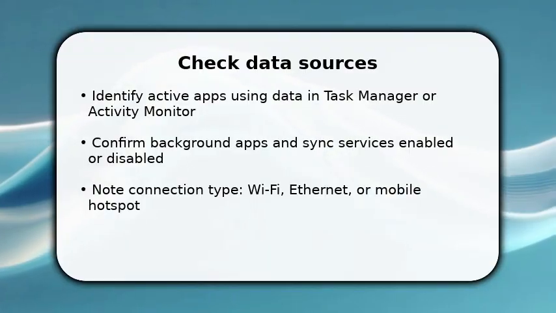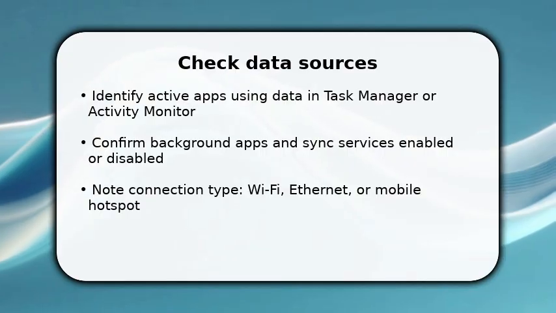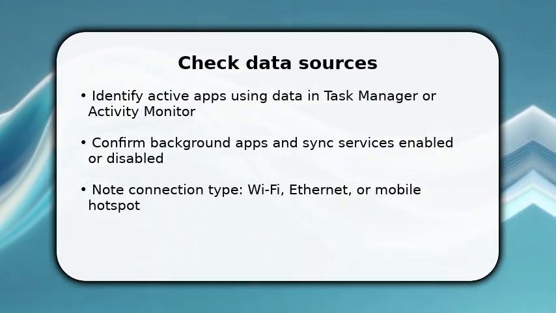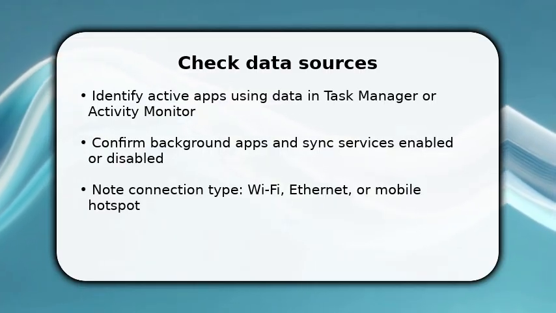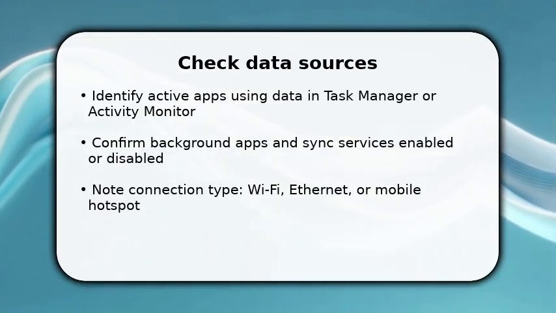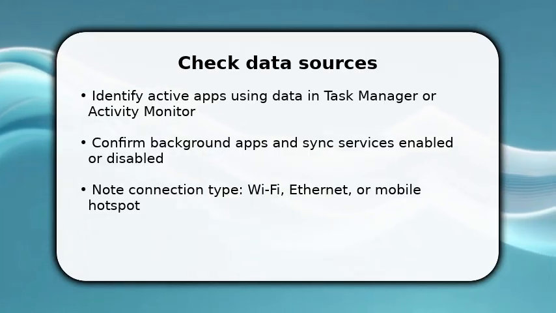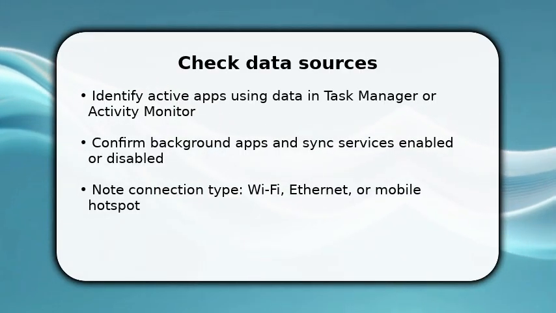You start by discovering where data is going. Open Task Manager or Activity Monitor and sort by network usage. Once you see the top consumers, pause or quit each app to isolate the culprit. Make sure you check both foreground and background processes because many sync services run silently.